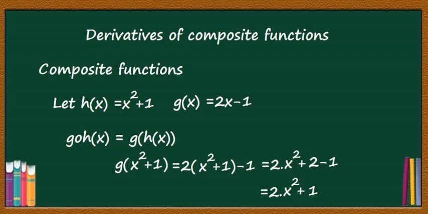What is the derivative of this? 2 is constant. What is derivative of x square? 2x. And what is derivative of 1? 0. That's equal to 2 into 2x plus 0, that's equal to 4x.